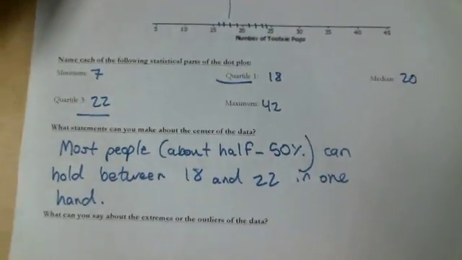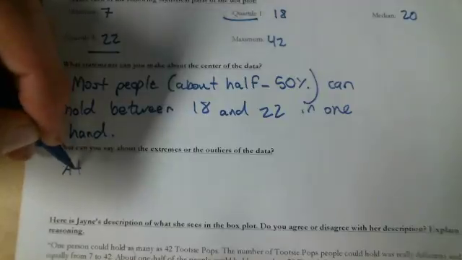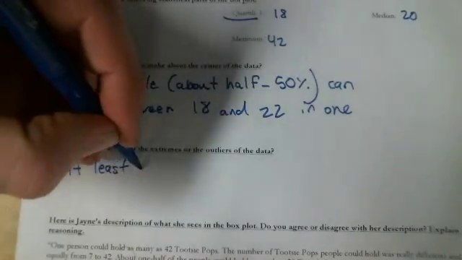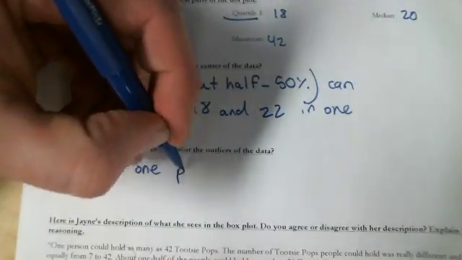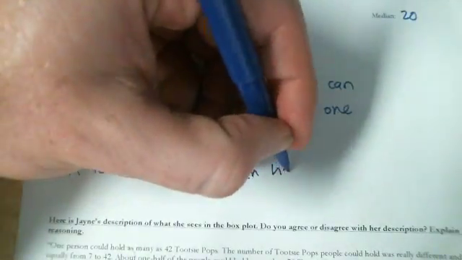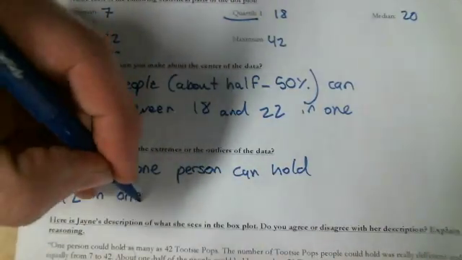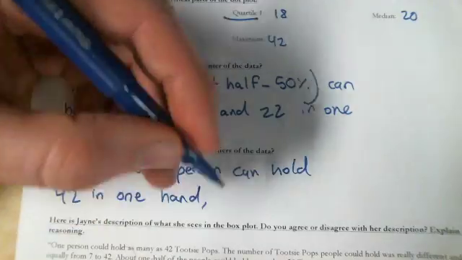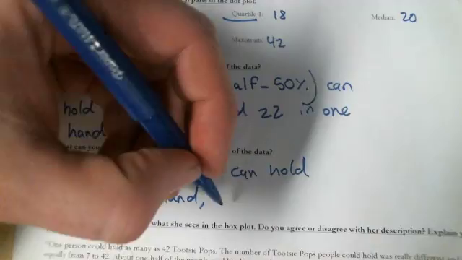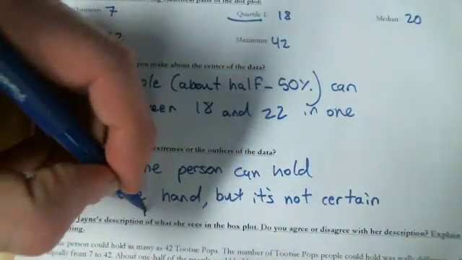It's pretty bunched up. What can you say about the extremes or outliers of the data? We know at least one person can hold 42 in one hand, but it's not certain most people can do this.